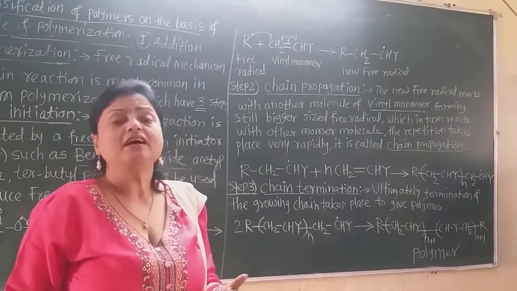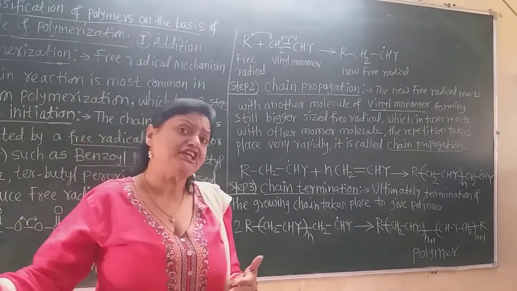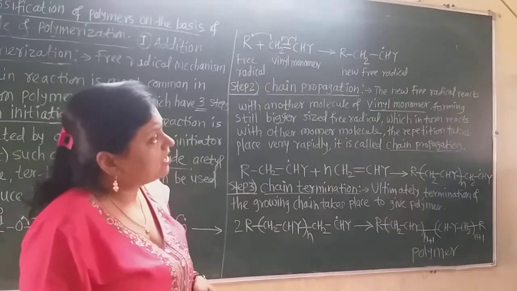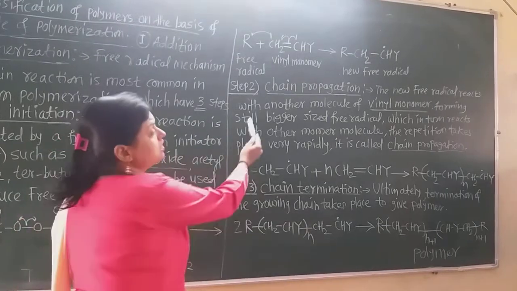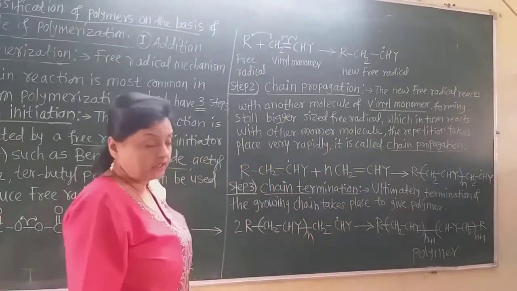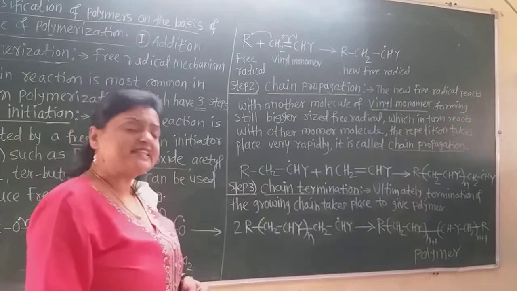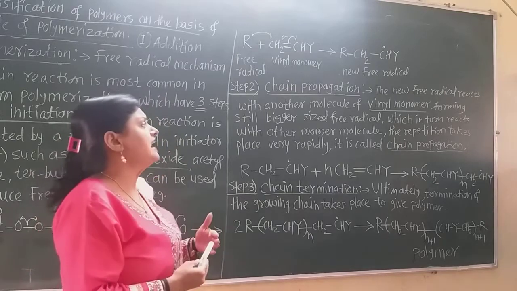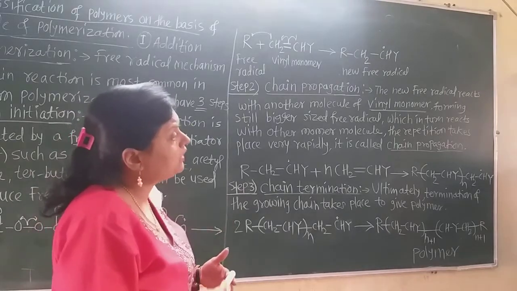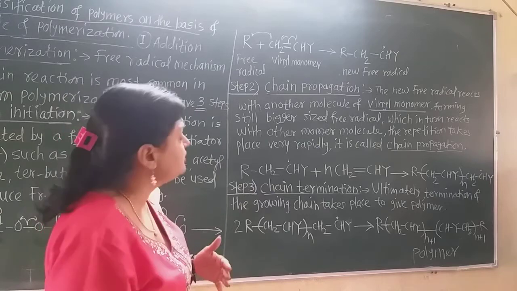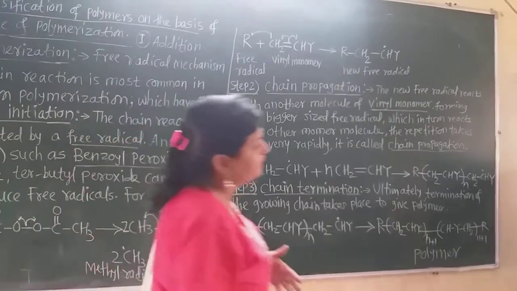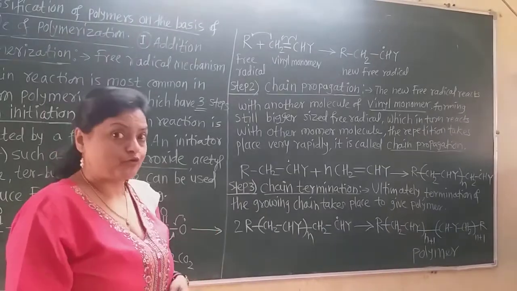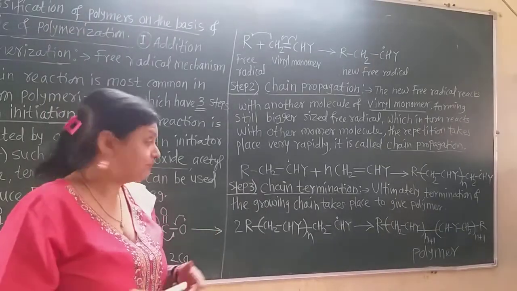That means there is an increase in the length of the chain of this free radical. Now see here, the new free radical reacts with another molecule of vinyl monomer, forming a still bigger sized free radical, which in turn again reacts with another monomer molecule, and the repetition of this step takes place very rapidly. This repetition is called chain propagation. Now how it happens, let us see.